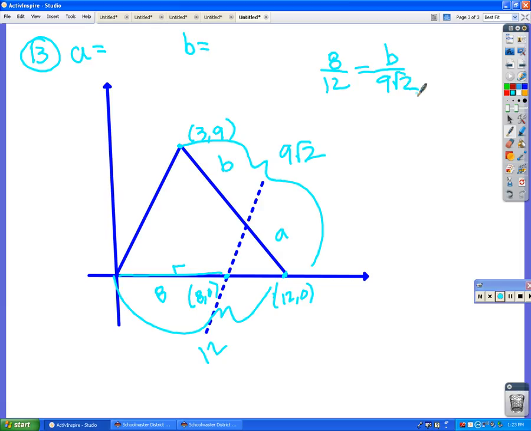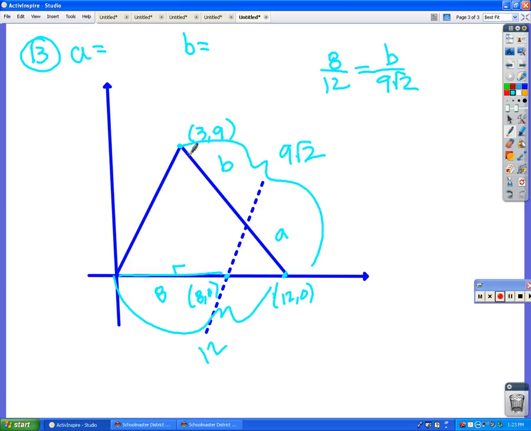Once she knew what the whole length of this triangle was right here, then she can just say this little piece here, which is 8, divided by the entire length, which is 12, is going to equal this little piece right here, which is B, divided by the whole length, which is 9 root 2. The reason we couldn't do that before is because we didn't know what the whole length was. We just knew that it was A plus B. So we had to sneak in there with that Pythagorean theorem in order to figure that out.